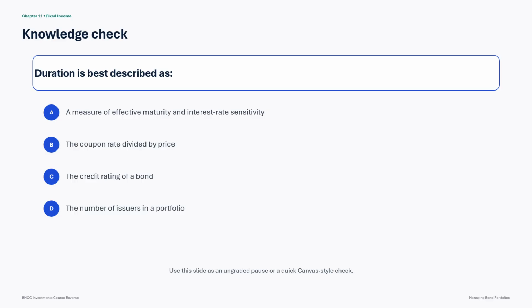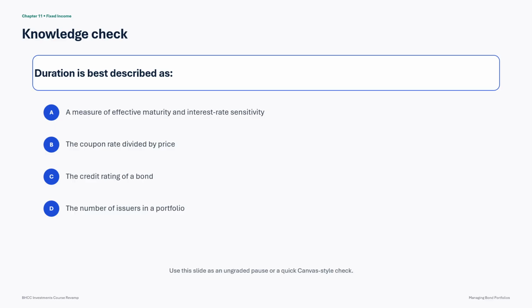The correct answer is A, a measure of effective maturity and interest rate sensitivity. Macaulay duration summarizes the present value weighted timing of a bond's cash flows. Modified duration translates that timing into an approximate percentage price sensitivity to a change in yield. Answer B describes a version of current yield. Current yield equals annual coupon income divided by market price. It is an income measure, not a complete measure of interest rate sensitivity.